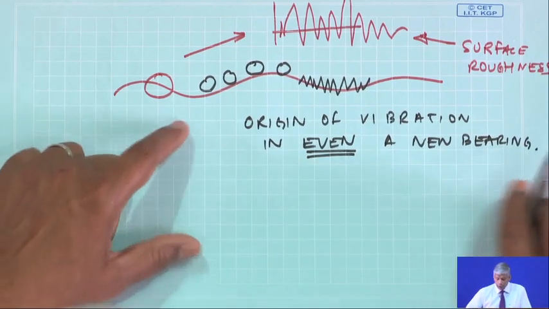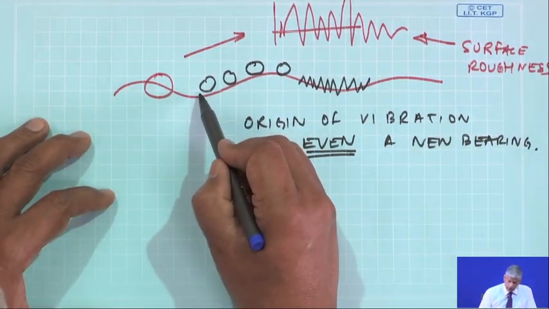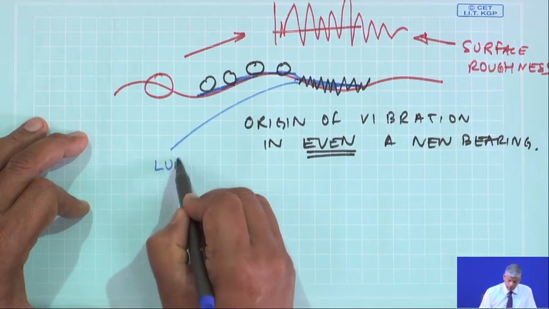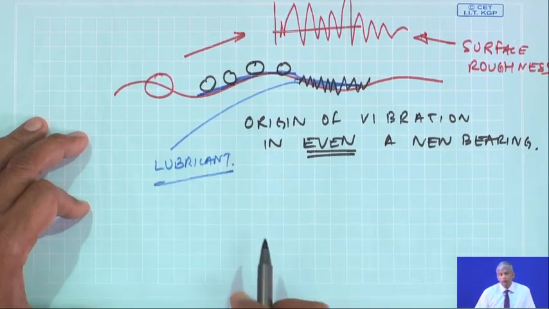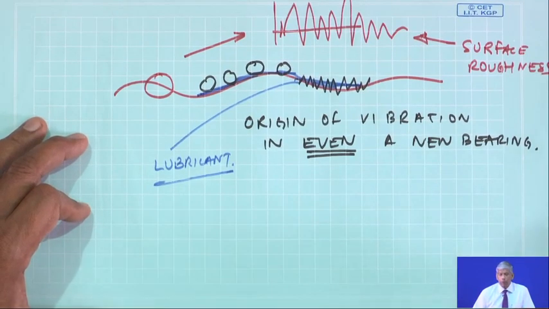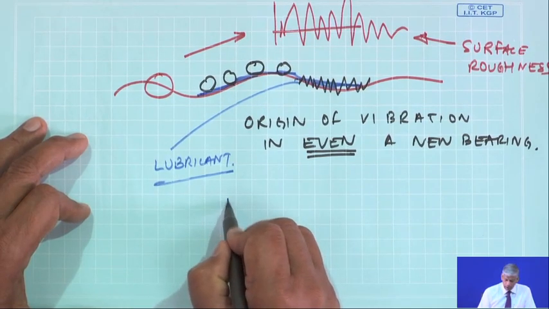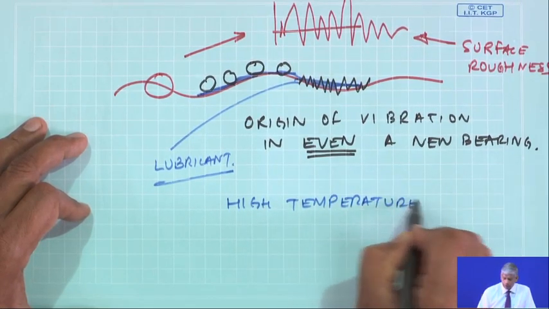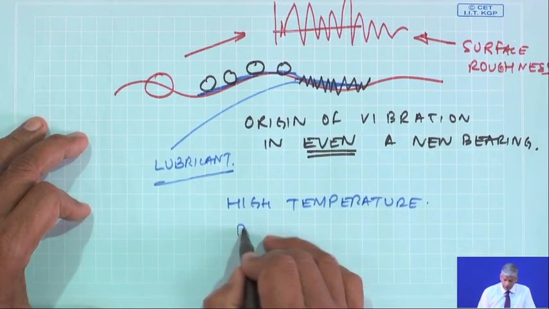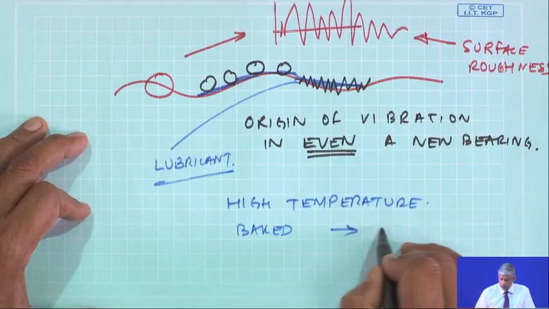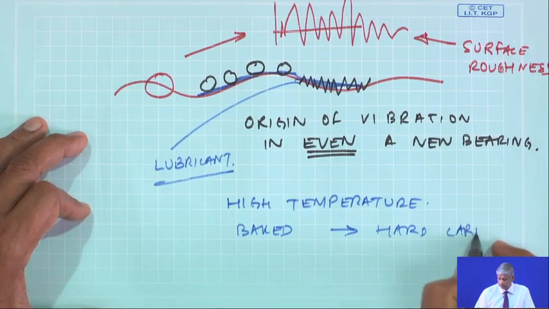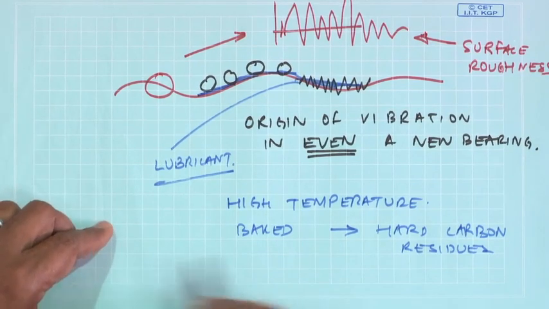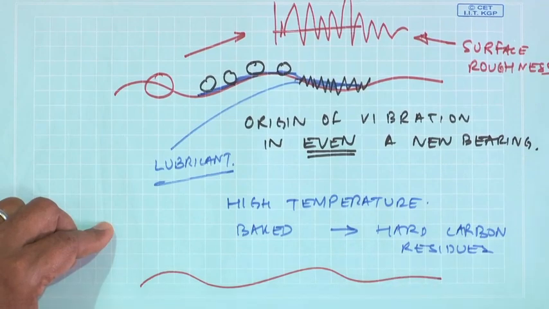On top of it, to reduce these vibrations, during manufacturing, they put a layer of lubricant to remove the surface asperities. So, lubricant is put and the bearings are sealed for life. Okay. But what happens in the process of operation of the bearings? The bearings are subjected to high temperature because of the process requirements or because of friction. So, this lubricant will get baked and then form hard carbon residues, which will be on the surface of these waves. Okay.